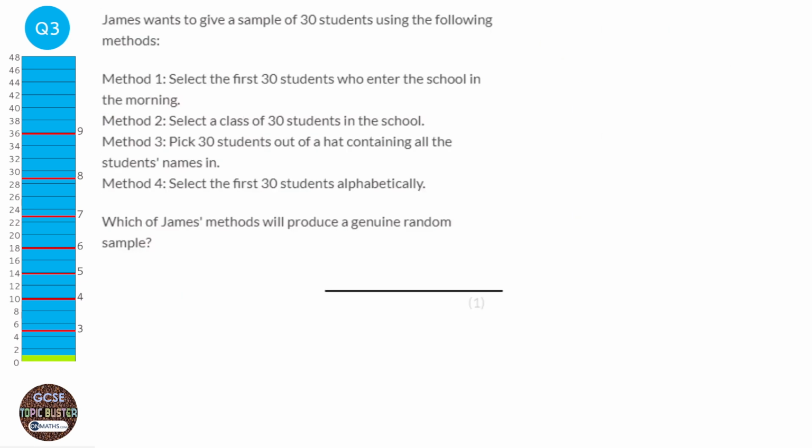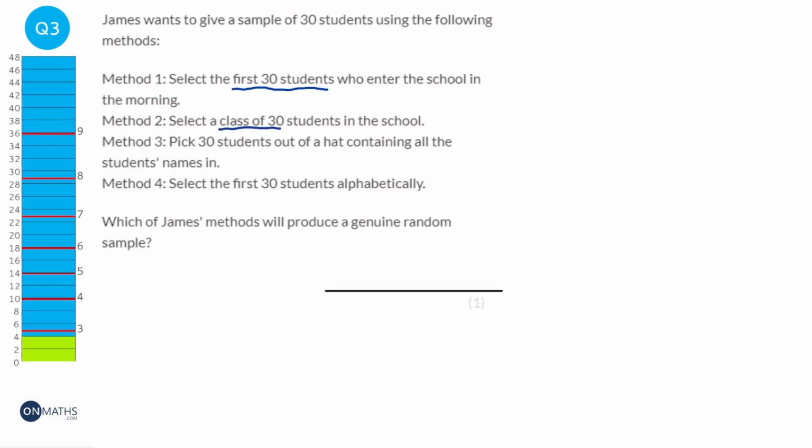The important thing when choosing a sample is that everyone has an equal chance of being picked. So if you look at method 1, picking the first 30 students who enter the school is going to have a bias, because there might be a difference in the type of person who arrives early to school to the type of person who might arrive later.